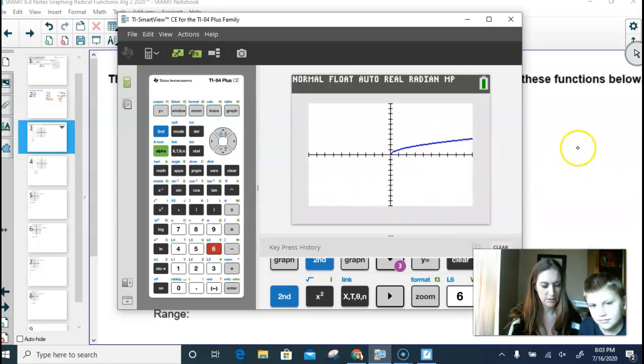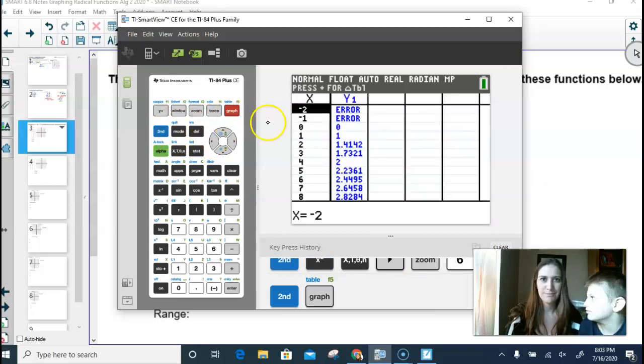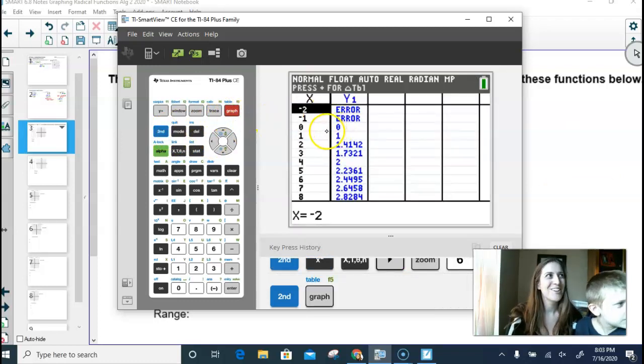What does that look like to you? A straight, bumpy road line. Totally. All right, so if we go to the table.